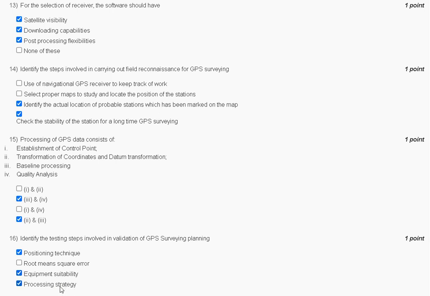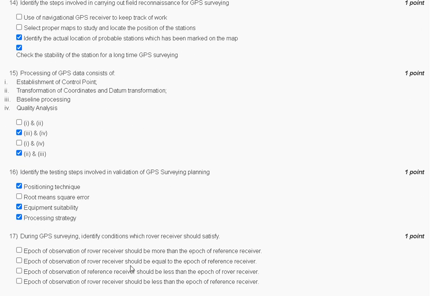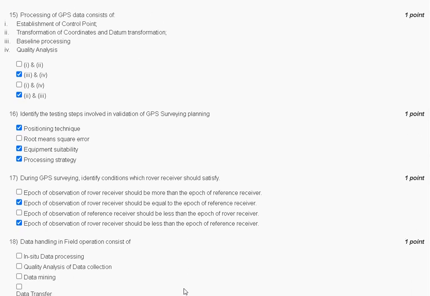Question number 17. During GPS surveying, identify condition which rover receiver should satisfy. The correct answer is option number B, approach of observation of rover receiver should be equal to the approach of reference receiver, and option number D, approach of observation of rover receiver should be less than the approach of reference receiver.